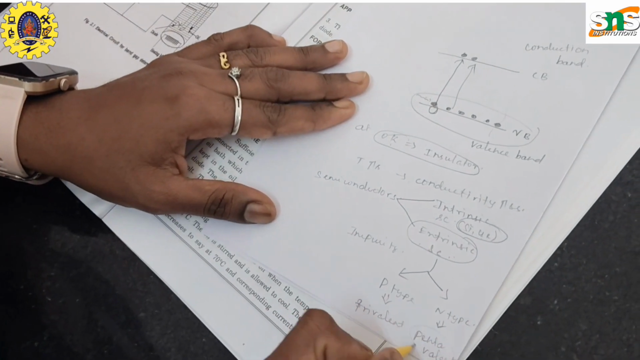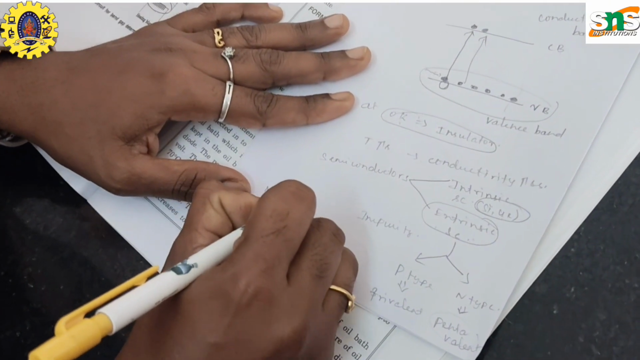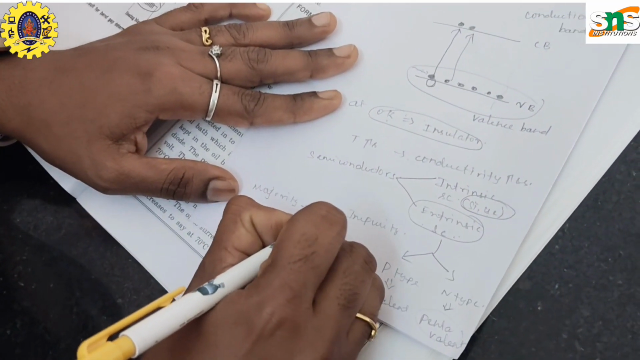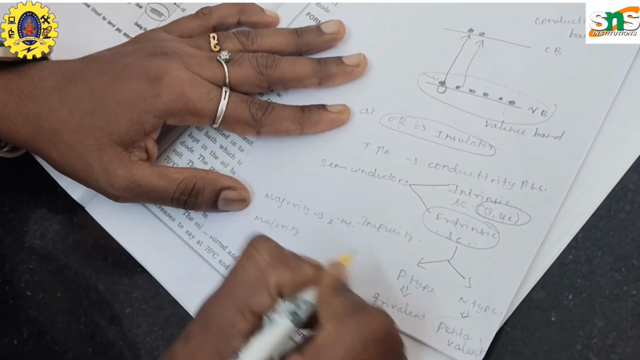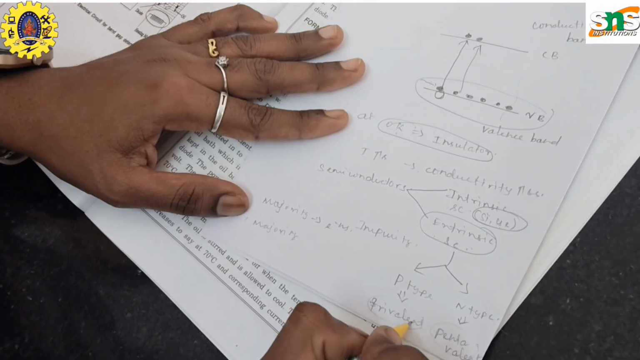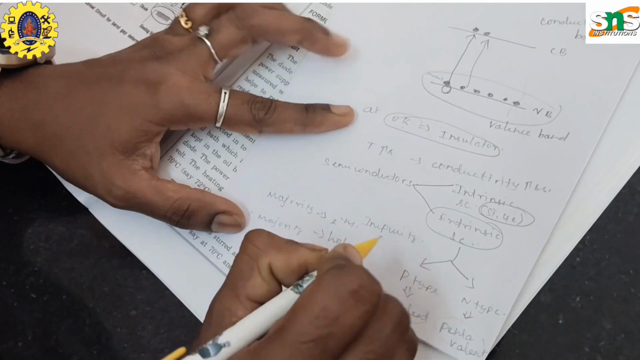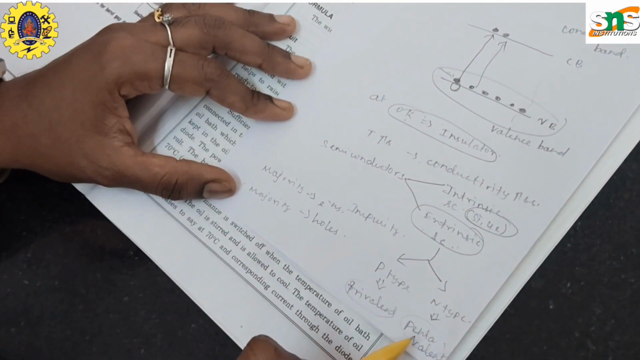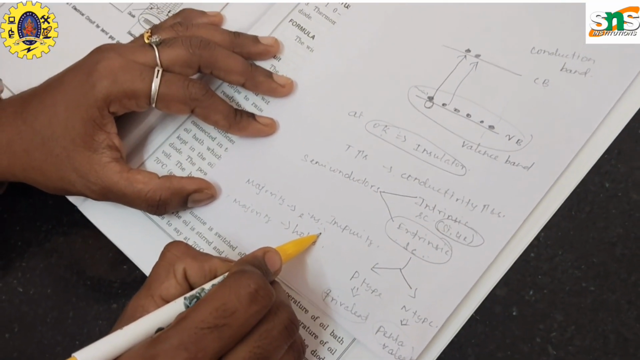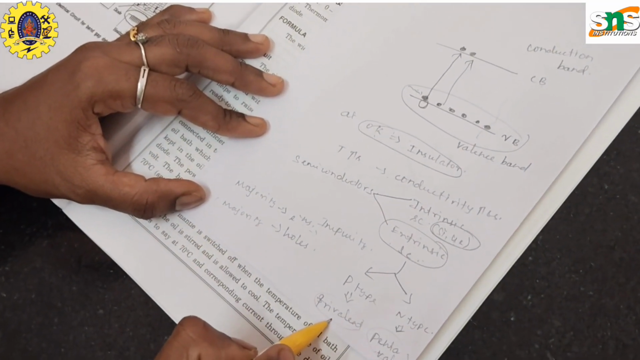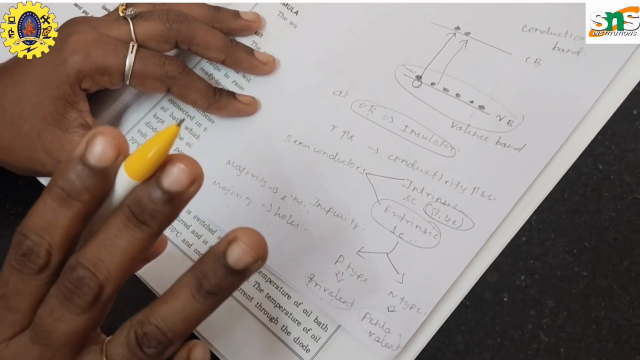Because of the pentavalent impurity, in N-type semiconductor the majority carriers will be electrons. In P-type semiconductor, we have added trivalent impurity, so the majority carriers will be holes. So in n-type, we have majority charge carriers electrons and minority charge carriers holes. In p-type semiconductor, we have majority holes and the minority will be electrons. Okay, that's all.